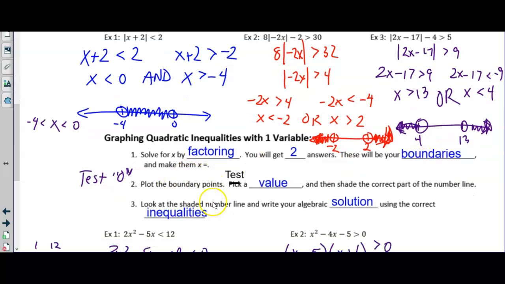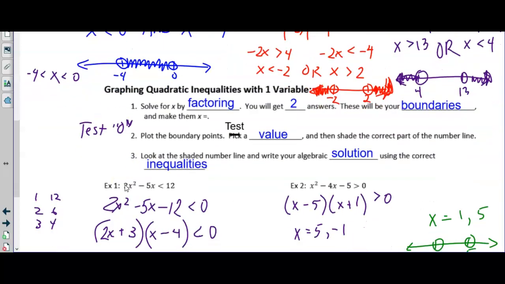So you plot the boundary points on the number line. You're going to test the value. You're going to shade the correct part of the number line. Then you're going to write your algebraic solution using inequality format. Now I've got a note here next to number 2. You should always be testing 0 if you can. That's the easiest number to test. The only time you wouldn't be allowed to test 0 is if 0 is one of your boundaries. Then you have to use something else.